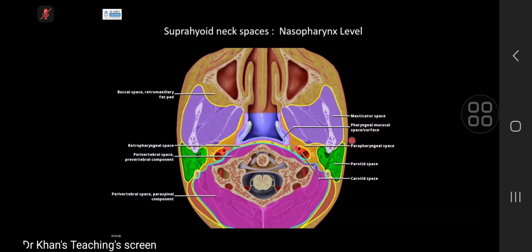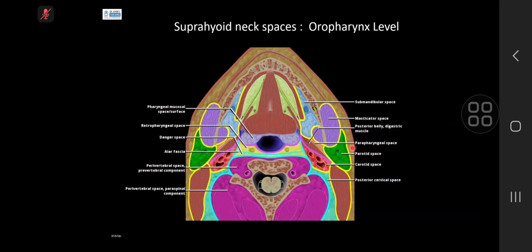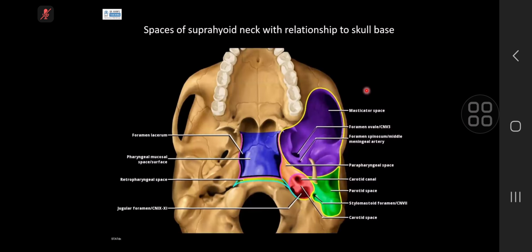Slightly more inferiorly, this is the nasopharynx level, and at the level of the nasopharynx, this is the anatomy. Slightly more inferiorly, at the level of the oropharynx, this is the tongue. We can see the submandibular gland and the parotid. Our case also involved the submandibular space and maybe the buccal space, which is this space. So it was quite transspatial.